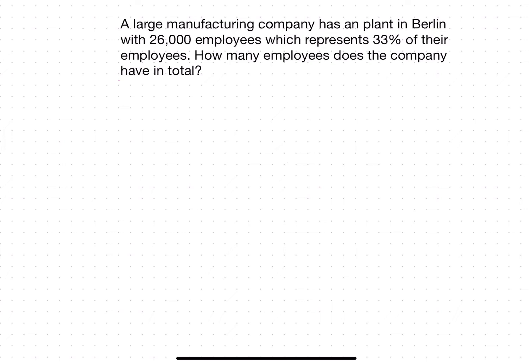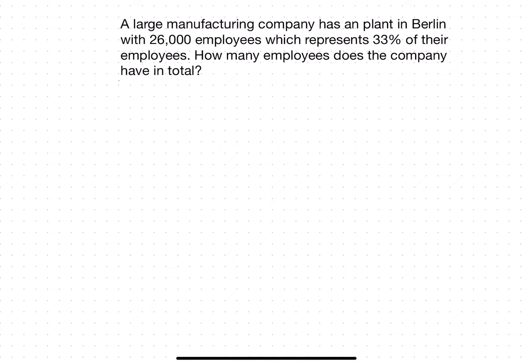A large manufacturing company has a plant in Berlin with 26,000 employees, which represents 33% of their employees. How many employees does the company have in total? Feel free to pause this video if you'd like to give it a try yourself, and I'll go through shortly how I would solve it.